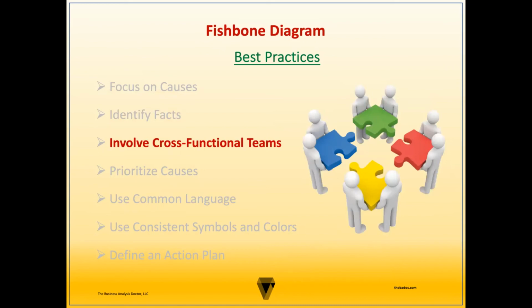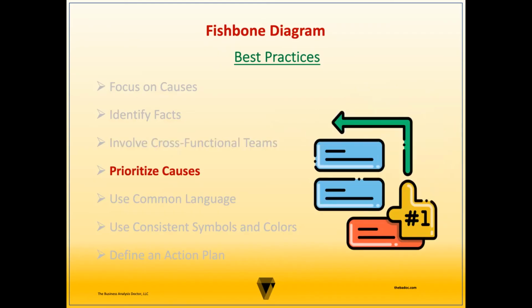Involve cross-functional teams. Gather a diverse group of stakeholders with different perspectives and expertise relevant to the problem. This ensures a comprehensive consideration of the various factors for the root cause analysis. Prioritize the causes. Performing a root cause analysis on every potential cause can be time-consuming. Prioritization optimizes the team's time by ensuring that additional root cause efforts are only directed towards the most critical issues.